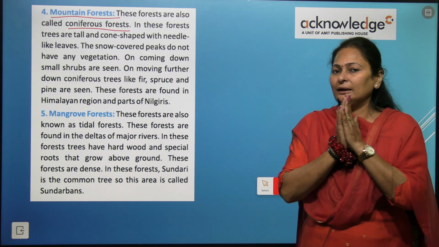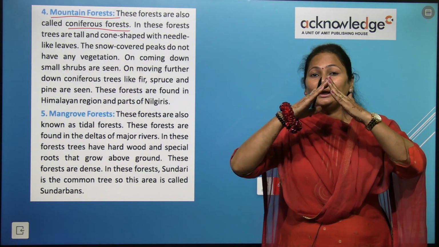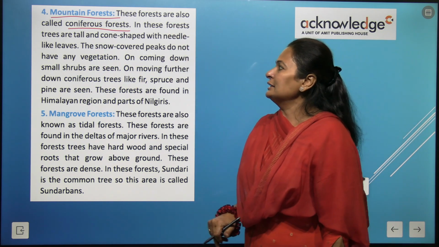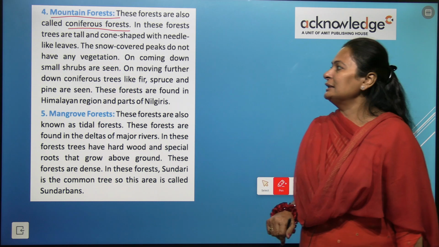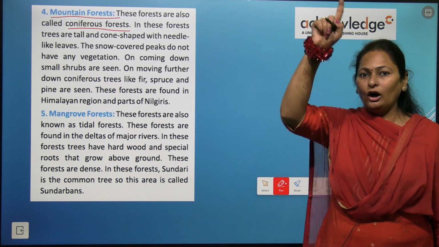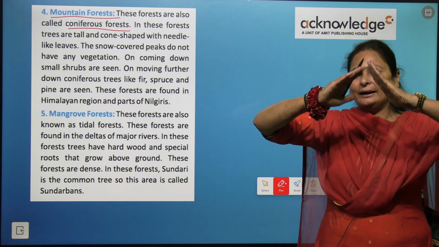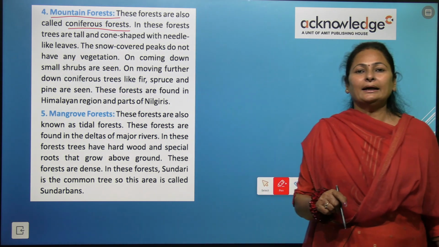We have studied different types of trees. These trees are conical in shape, right? So these forests are also called coniferous forests. In these forests, trees are tall. They are not wide. They are tall and in a cone shape with needle-like leaves.